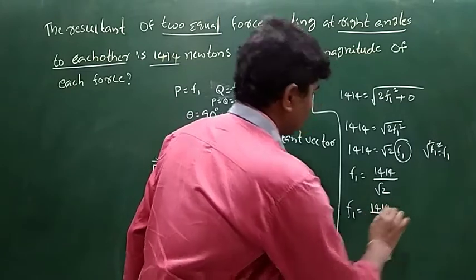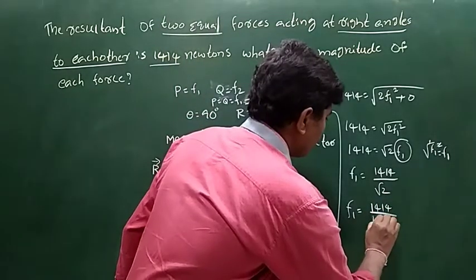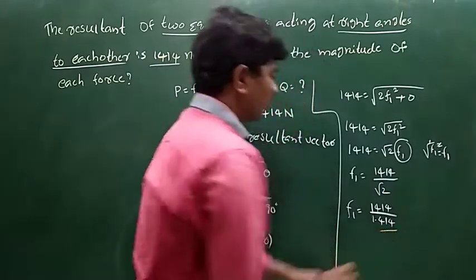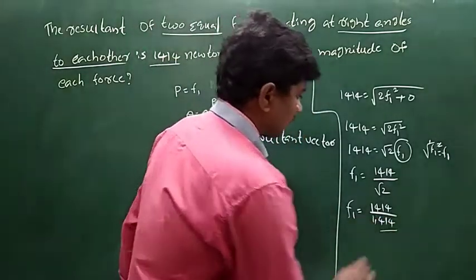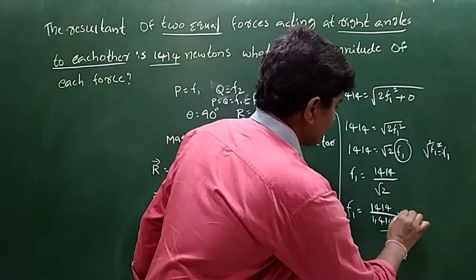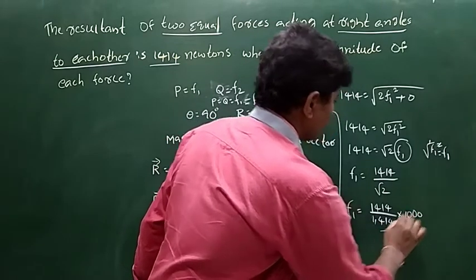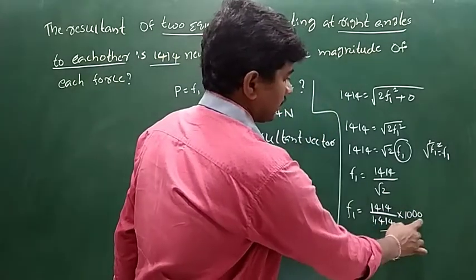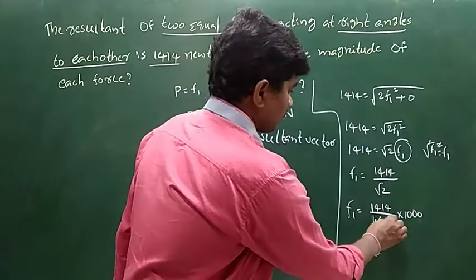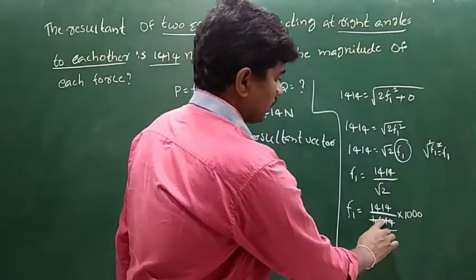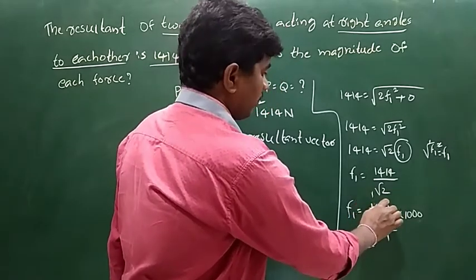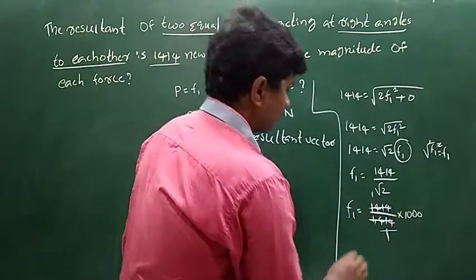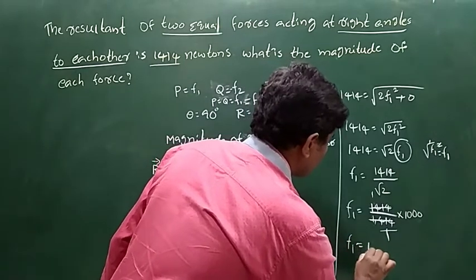1414 by root 2 is equal to 1.414. The root 2 value is 1.414. The point is cancellation. Another 1, 2, 3. 1000. So 1, 2, 3, to take the 3 zeros. So 1414 divided by 1.414 equals 1000. Finally, F1 equal to 1000 newtons.